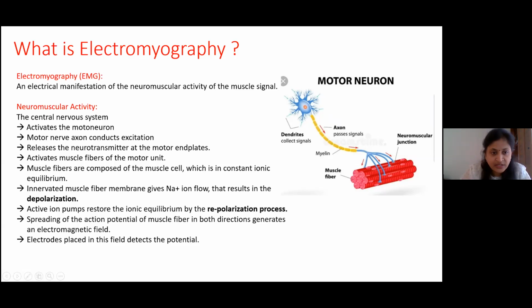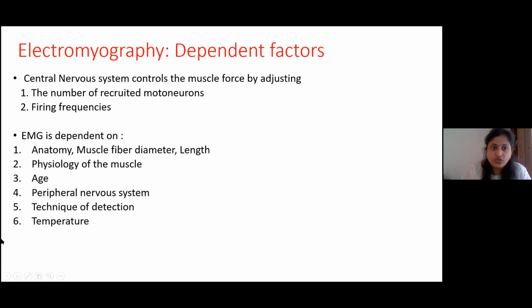Whenever there is an excitation, this innervated muscle fiber membrane allows Na plus ions to flow, which results in depolarization. Whenever there is depolarization because of the flow of Na plus ions, there are active ion pumps which restore the ions to equilibrium by doing the repolarization. So this depolarization and repolarization process spreads the action potential throughout the muscle fiber from both directions, that generates the electromagnetic field. Whenever we detect this electromagnetic field with the help of electrodes, we call it electromyographical signals. These electromyographical signals are basically controlled by the central nervous system. How does it control? It controls by the number of recruited motor neurons as well as by using the firing frequencies.